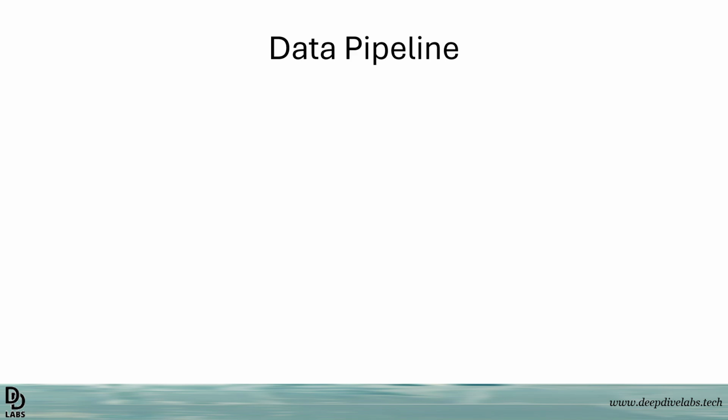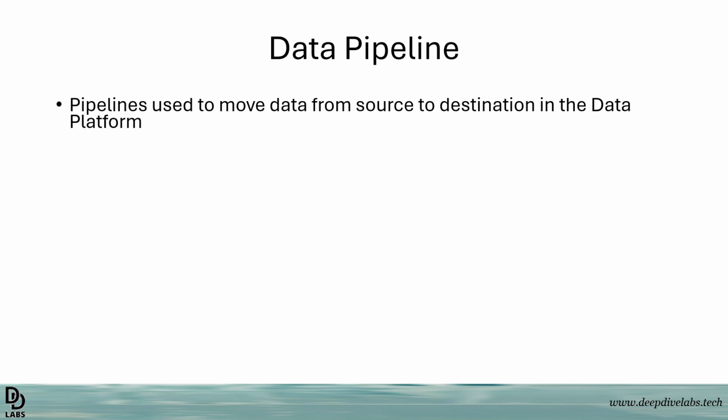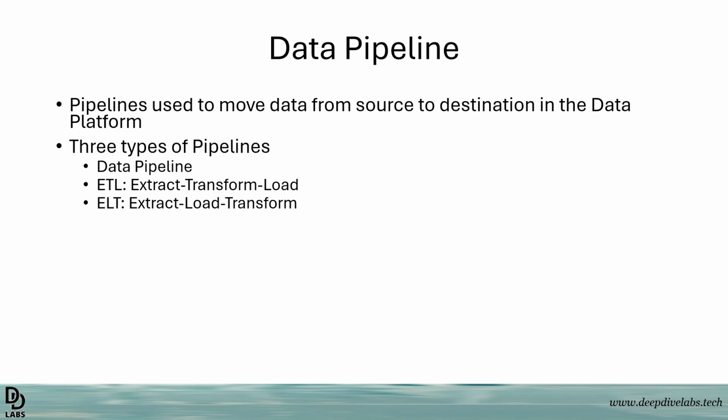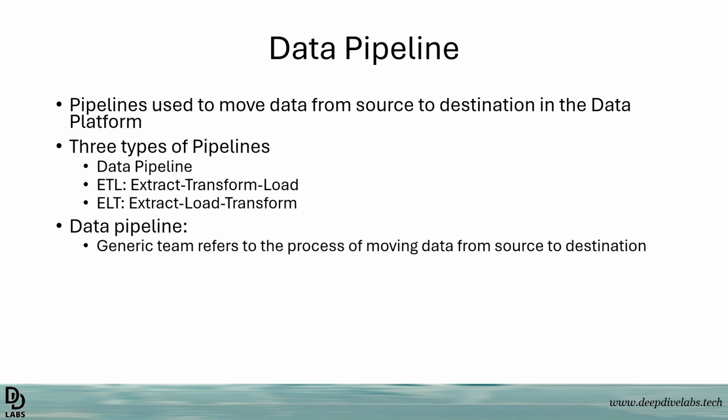Finally, we look at the last layer, the data pipeline, which overlays all of the other layers. Pipelines are used to move data from source to destination in a data platform. There are three types of pipelines. You have the generic term data pipeline, then you have an ETL pipeline, standing for extract, transform, load, or an ELT pipeline, extract, load and transform. The data pipeline is just a generic term for moving data from source to destination. That is why everything from data ingestion to processing, and from processing to user interface, is a data pipeline.